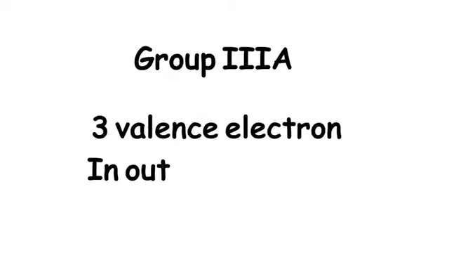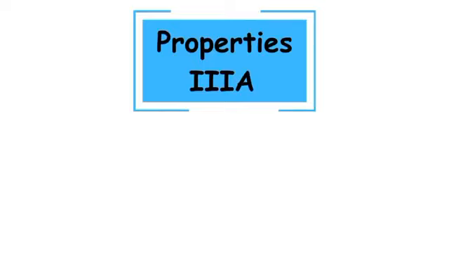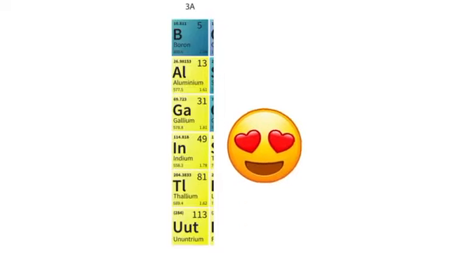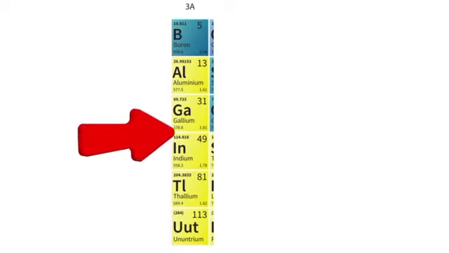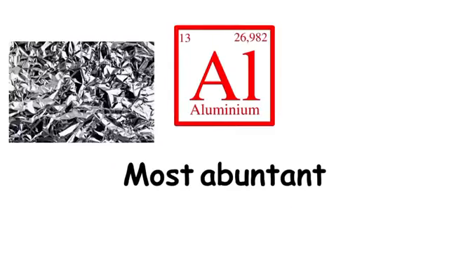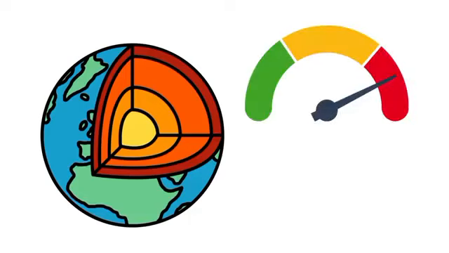Group third A. They have 3 electrons in outermost shell. They exist in solid state at room temperature. Reactivity increases from top to bottom in group. That's why boron is least reactive due to small size. Aluminium is the most abundant metal on Earth crust.